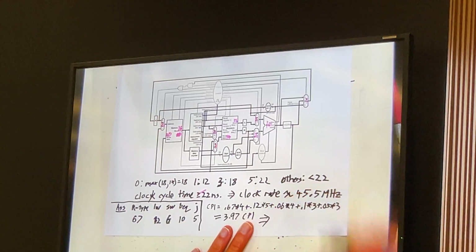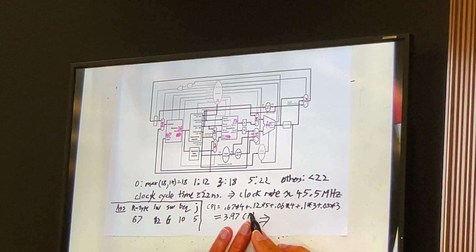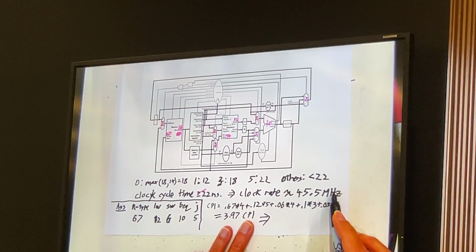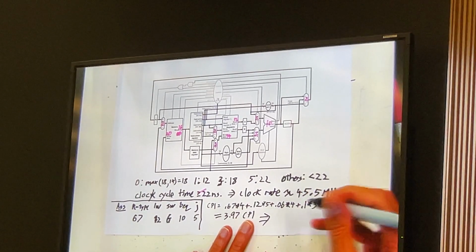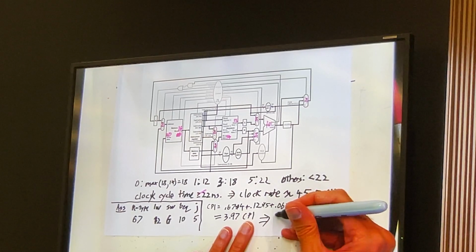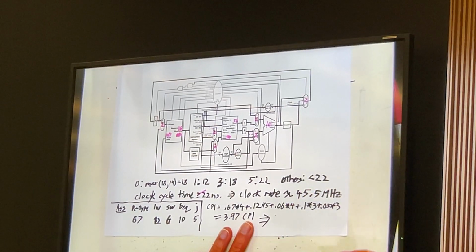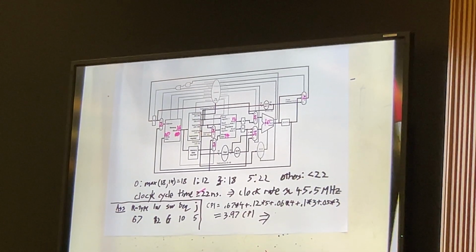So that means the MIPS rating is going to be, we know how many cycles per instruction, and we know how many cycles per second. So we can compute the instructions per second. So that's going to be, let's finish this next time.